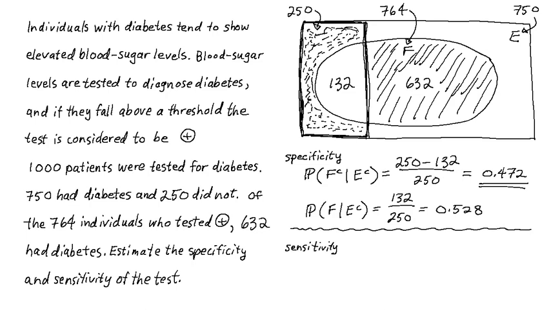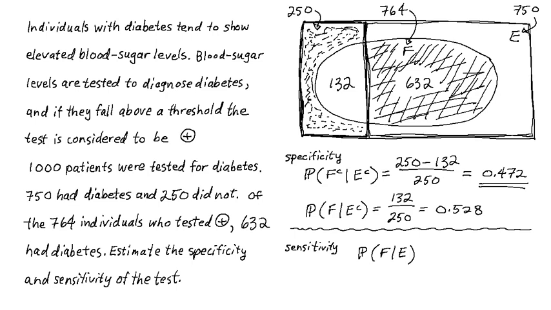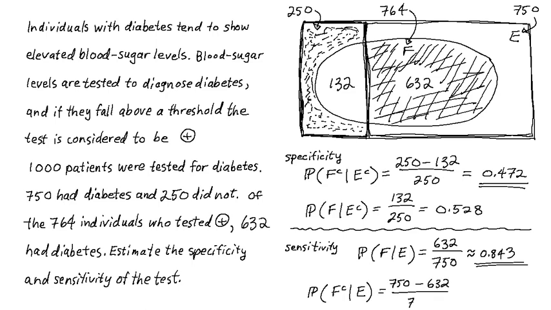To get at the sensitivity, we estimate the probability of a true positive, or equivalently, the probability of F given E. That estimate is achieved by taking the 632 observations in here and dividing them by the 750 observations in E here. We see that the sensitivity in this case is about 0.843. This is also 1 minus the type 2 error rate, calculated here.